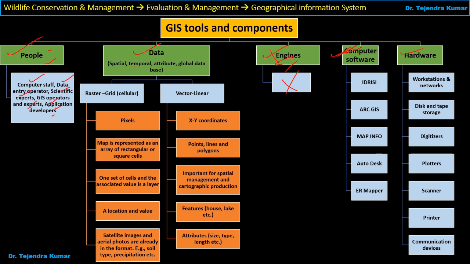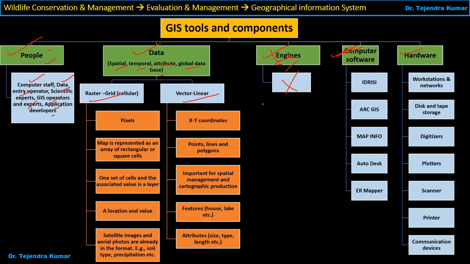Data is a kind of spatial or temporal or attribute or global database. If you see the data, then there are two types of data. One is the vector or linear data, and second is the raster or grid, which is cellular kind of data. What is the difference between both of these? So let's see these data. I will come to the raster or grid data.